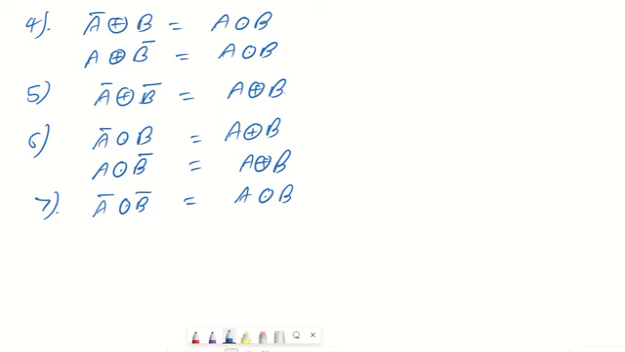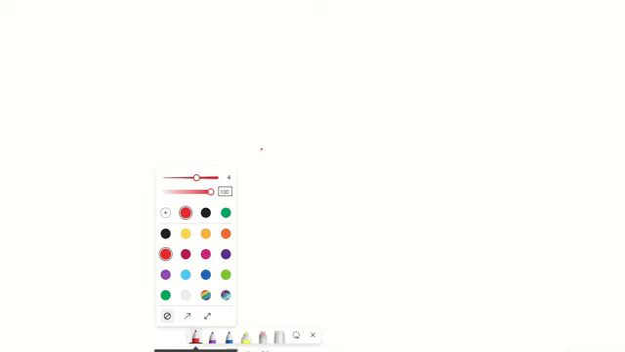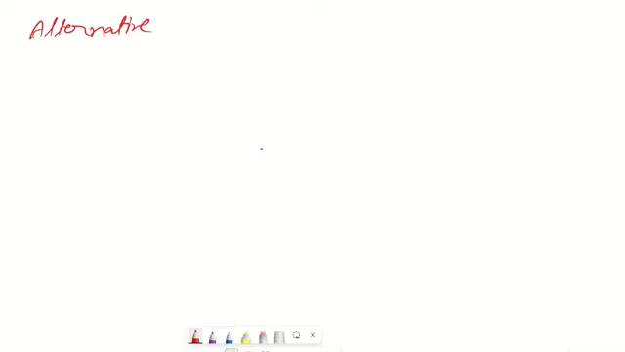Now we will talk a little bit more about logic gates, that is, alternative logic symbols for logic gates, okay. This is very important. In this session only, we'll try to finish that one as well. So we'll write it down as alternative logic symbol for logic gate.